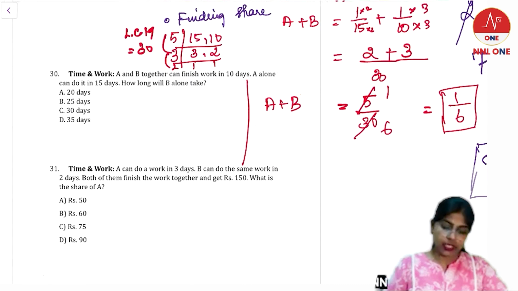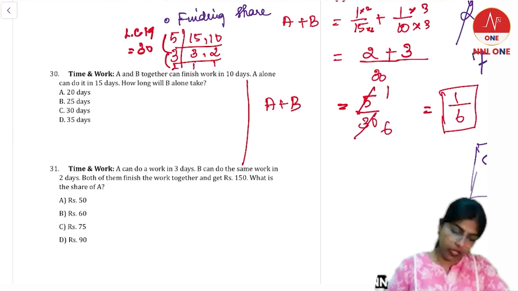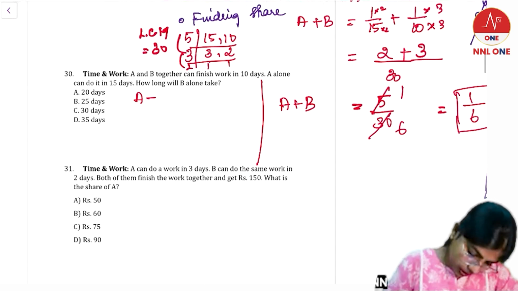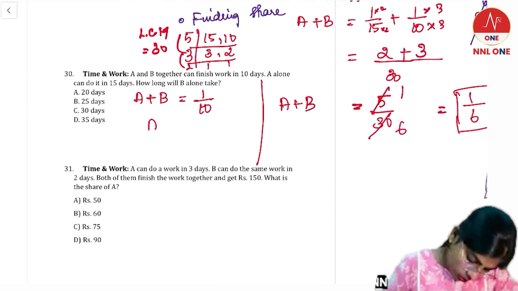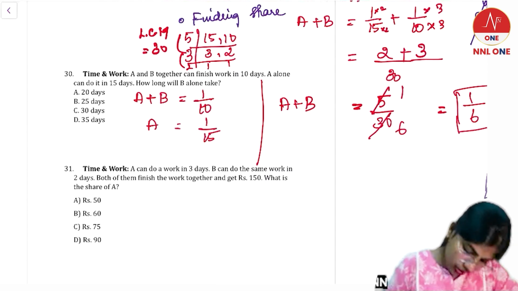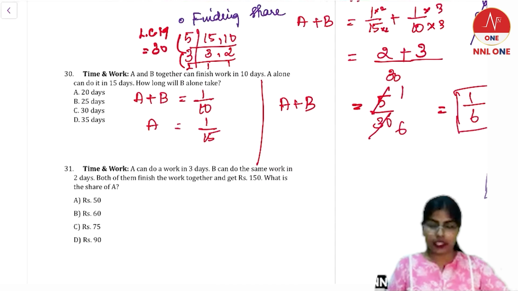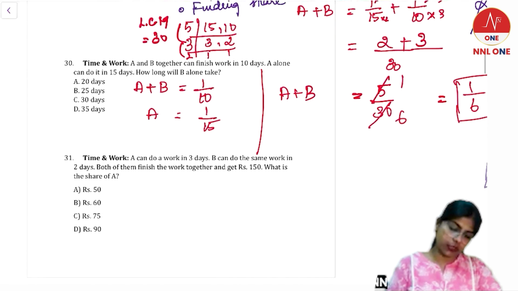Next, 30th sum. A and B together can finish work in 10 days. A alone can do it in 15 days. How long will B alone take? Okay, A plus B can complete the work in 10 days. A alone can complete the work in 15 days. How long does B alone take? Okay, so we know the formula for A. So the question asked here is how long B alone will take. So we can simply substitute A's value in the A plus B value.